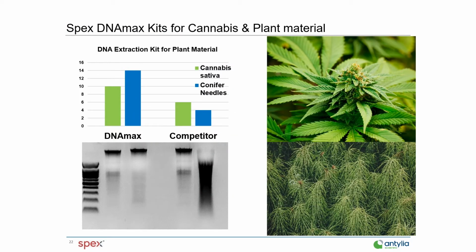When we looked at the gels for some of these extractions, we were able to find that we had very good extraction for a wide variety of materials, both plant and animal. And this is some examples of some plant material for cannabis and for pine needles. You can see that our extraction recovery was very high for both types, especially compared to our competitor. And we had a very good quality of DNA from the gel.